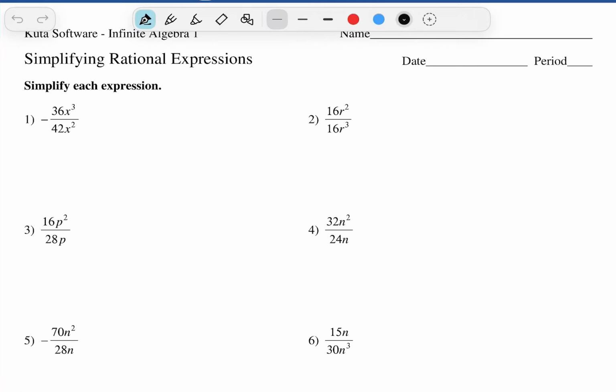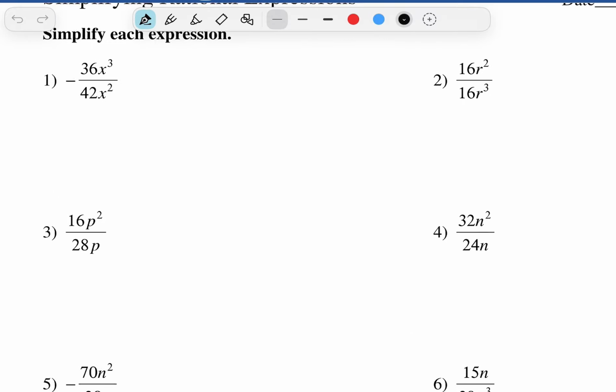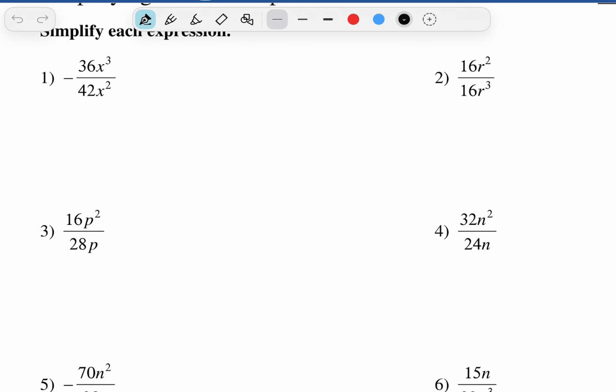Okay, today we're going to be simplifying rational expressions. I'll do a couple easy ones for you and a couple harder ones. The way I like to think of it is you have numbers and you have variables, and they're kind of like oil and water. They can't mix. You have to treat them separately and work with them separately.